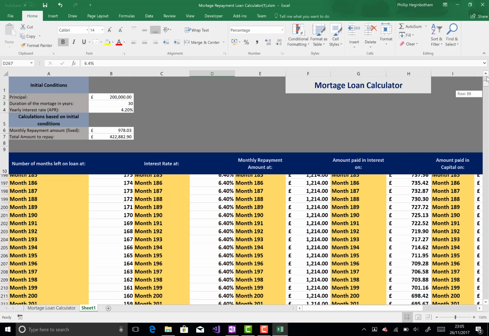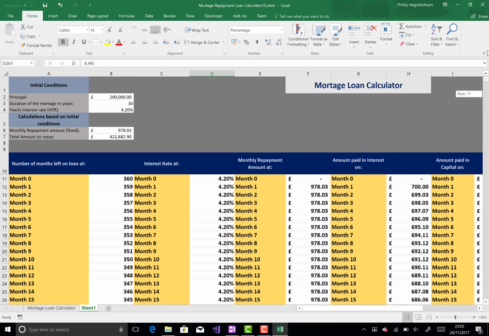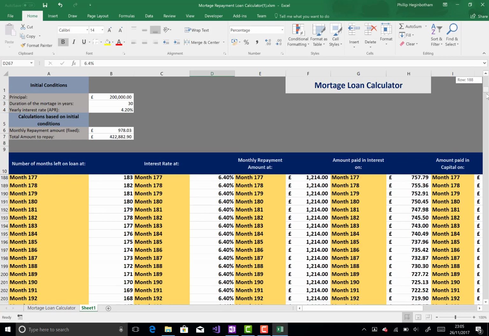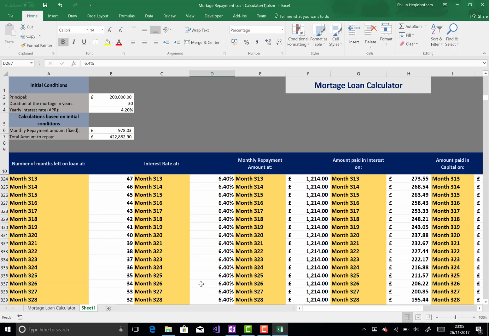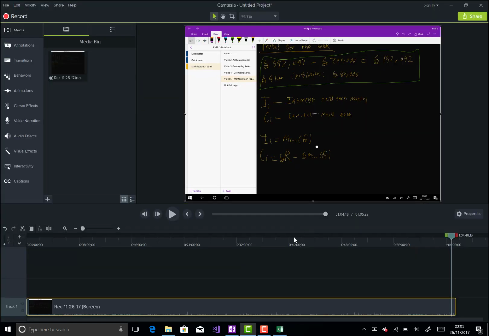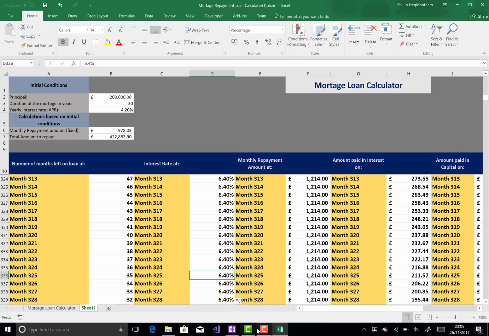It might after another year change again. You just have to reset the value and recalculate going forward. On my spreadsheet, you can just change it when and as you need to. Every time you change a figure here, it will recalculate everything. I'll link this in below, and you can mess about and play with this. But yeah, that's the video on the mathematical model behind mortgage loan repayments.